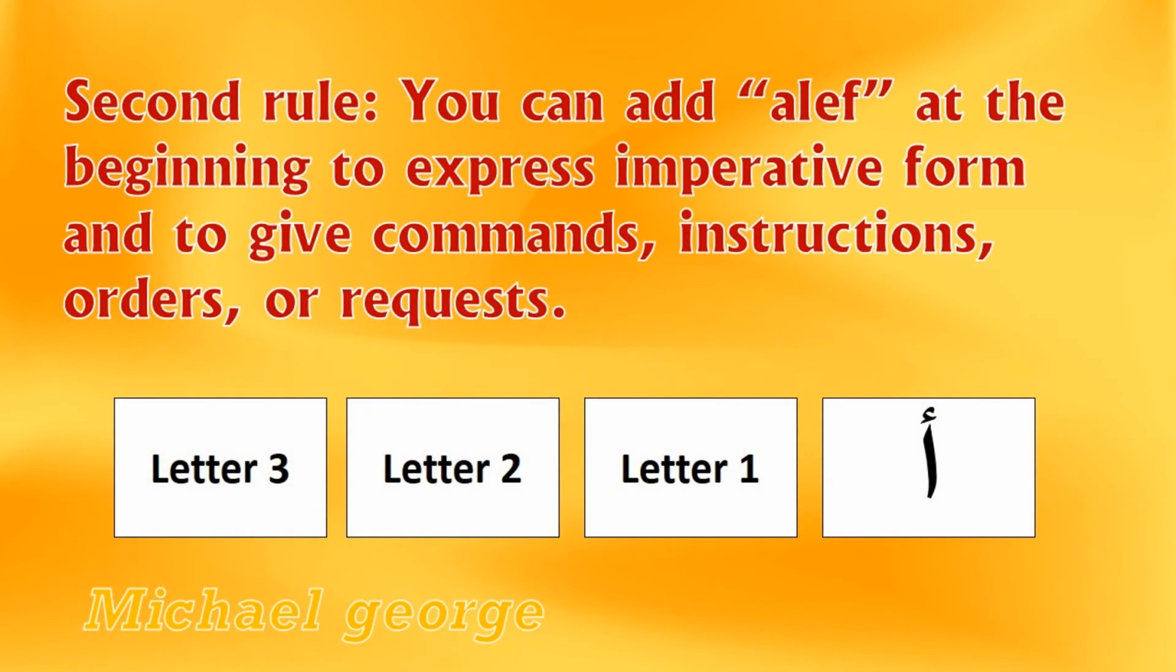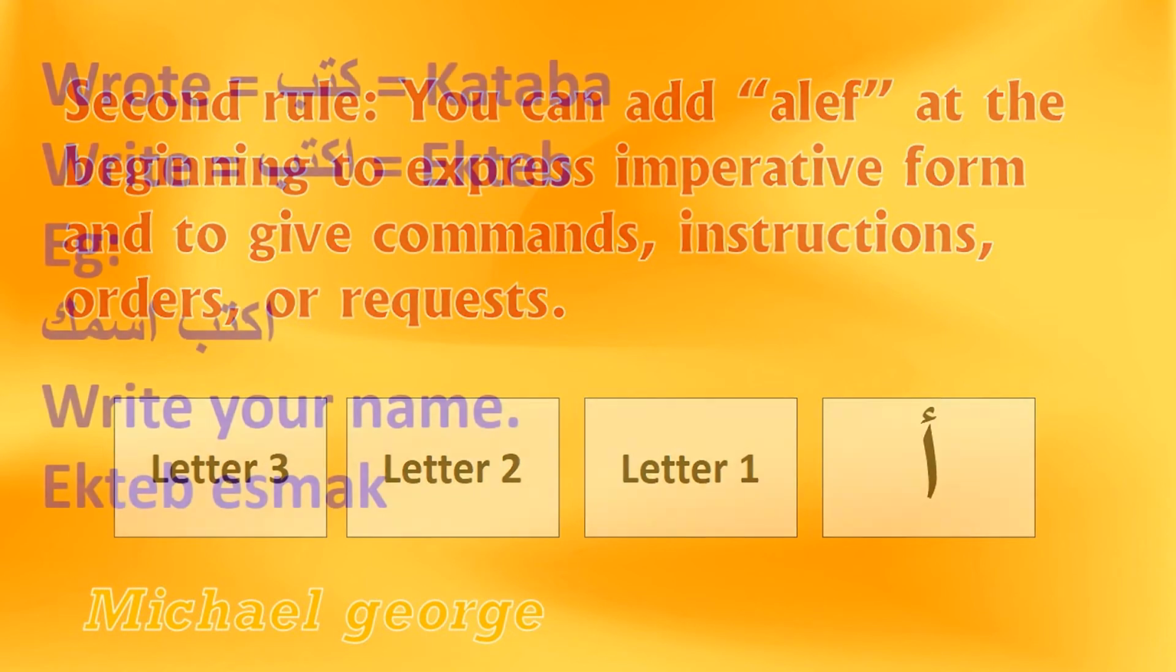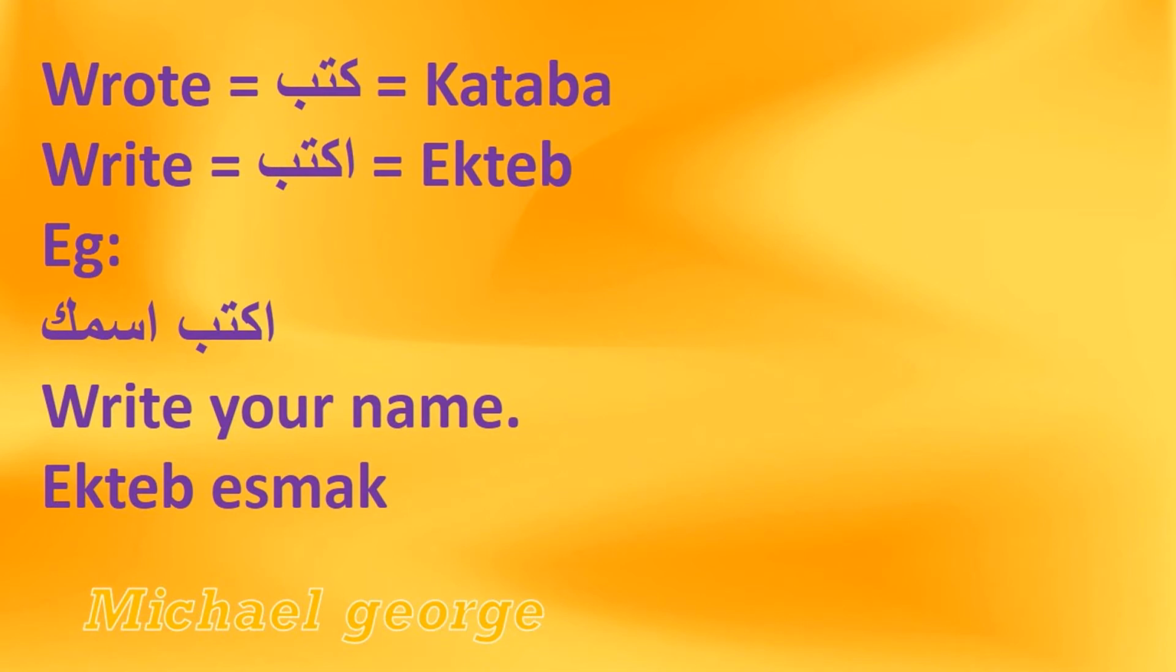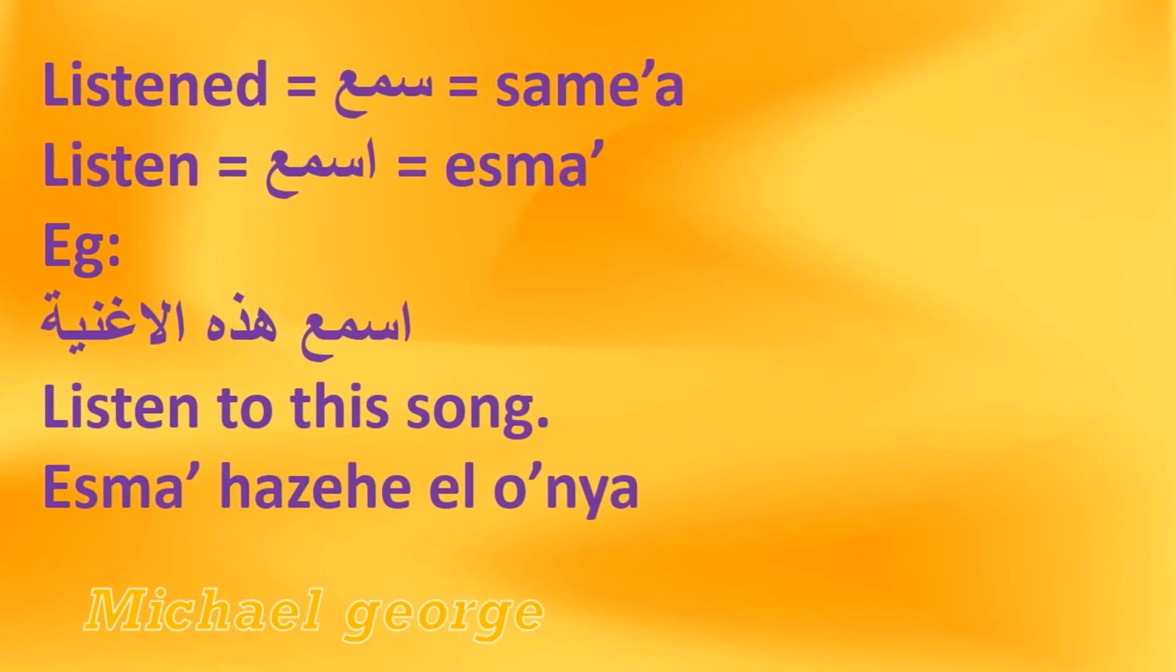The second rule is that you can add the character alif at the beginning of a verb to express the imperative form and to give commands, instructions, orders, or requests. The word kataba means wrote. The word iktib means write. For example, iktib ismak. Here is another example: sami'a, isma', اسمع هذه الأغنية.